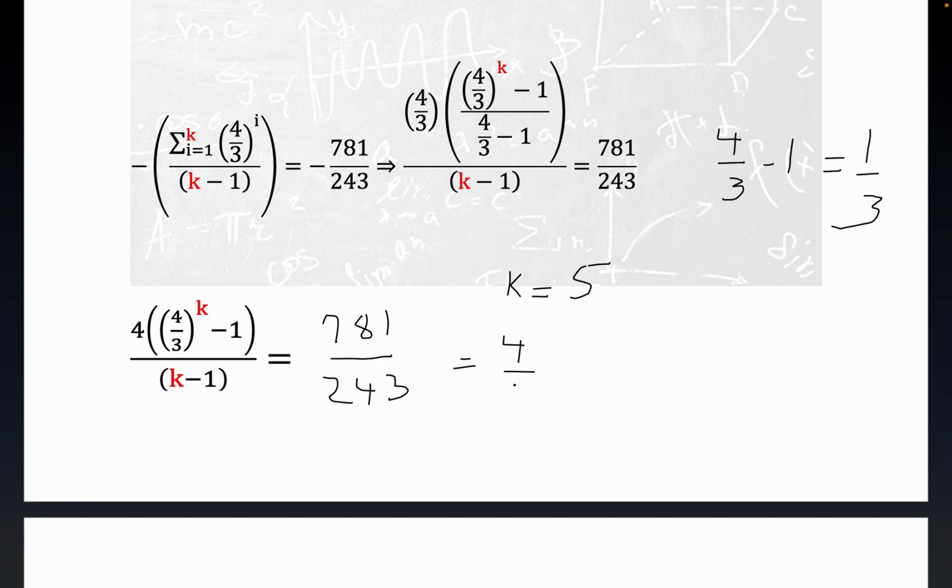If we pick k equals 5, this just becomes 4/3 raised to the k power minus 1. Now again, we want to check to see if this is true. It's a check condition, right? We're checking because the other values of k would result in fractions that would seem to interfere with the 243, which is what, 3 to the 5th? And so this is a reasonable try.